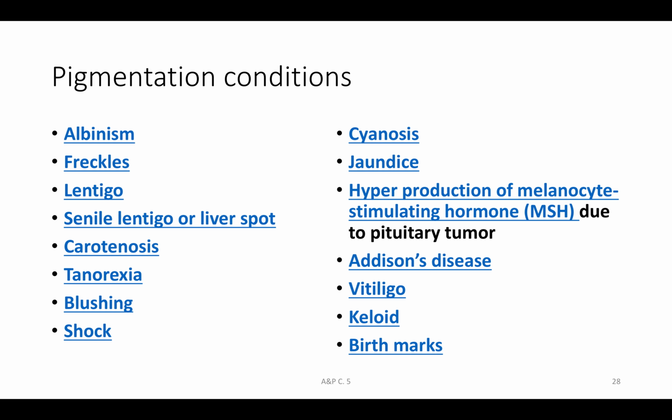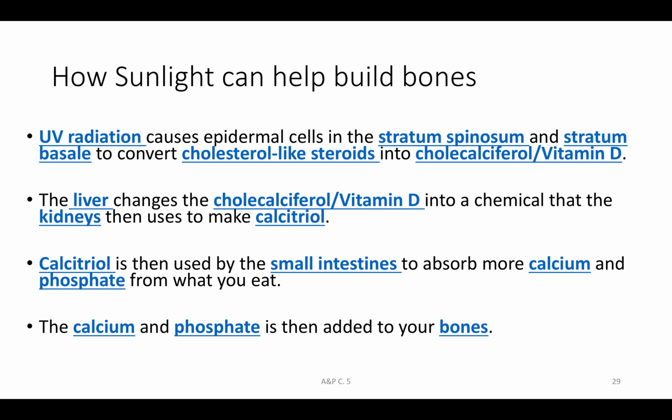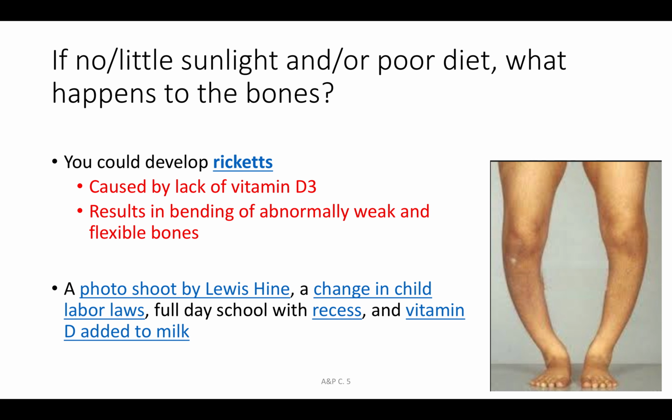And then we took a look at different pigment conditions. We talked about how sunlight helps build our bones. I would definitely put the flow chart that we created off of this on your note sheet. UV radiation causes the cells in your epidermis to create cholecalciferol, or vitamin D. Then our liver converts it into calcitriol. And then calcitriol is used by our small intestines, which allows us to absorb more calcium and phosphate from the foods we eat. And that calcium and phosphate gets added into our bones to help with their development.